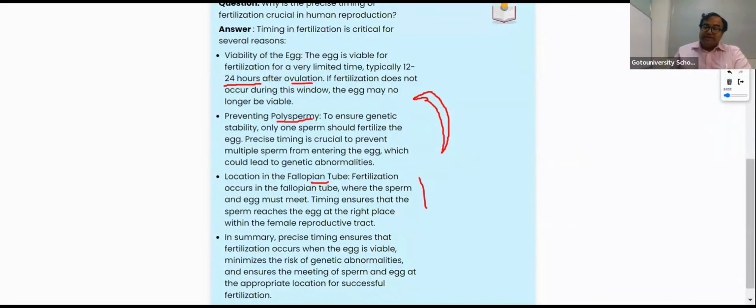We know very well the egg is viable only for 1 day, that we already narrated, right? So within that viability period, if the sperm reaches the fallopian tube, zygote formation happens successfully, right? So this is the crux of this particular answer. So we need to explain this way. I think you all understood this message.